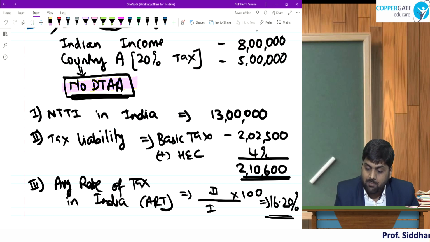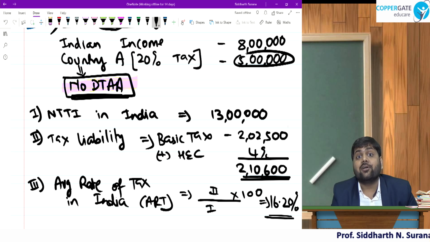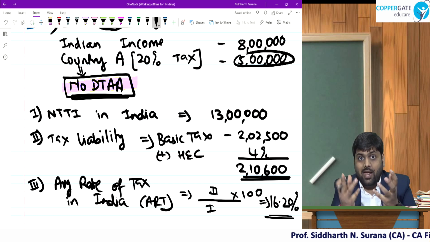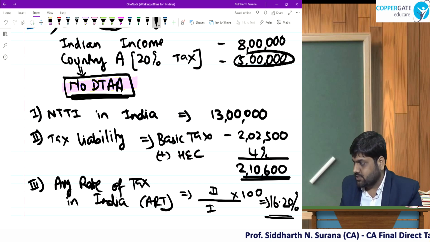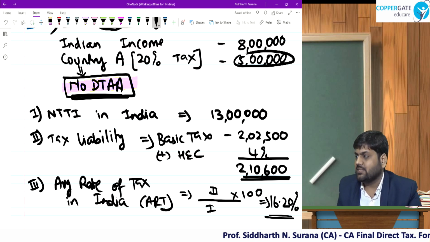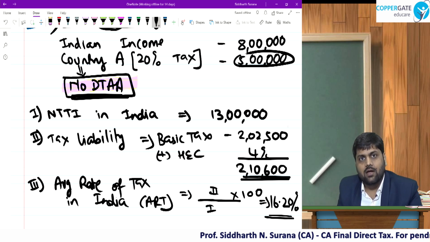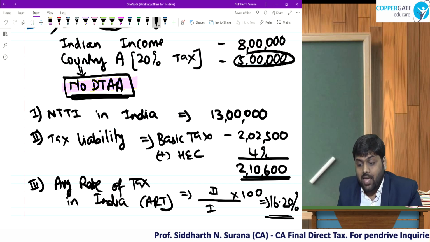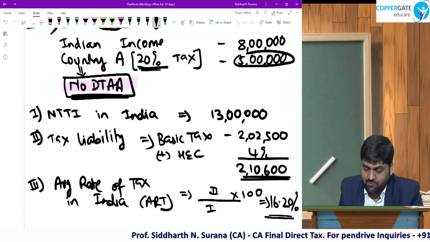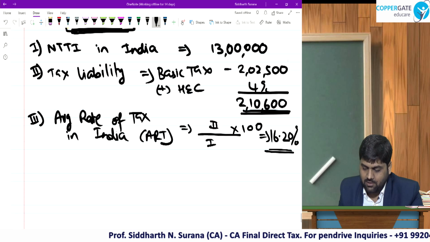But if we talk about 5 lakh, have you paid tax in India? Yes. At what rate? We don't know in which slab 5 lakh will go, and therefore we are taking the average rate. What is the average rate of tax in India? 16.2. Effectively, we can say that in India on 5 lakh you have paid tax at 16.2%. And on that same 5 lakh in the foreign country also you have paid tax at 20%.